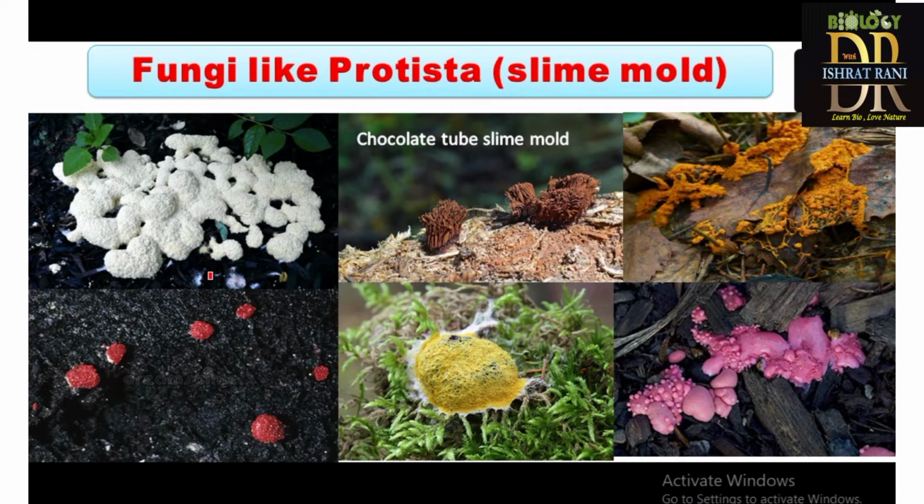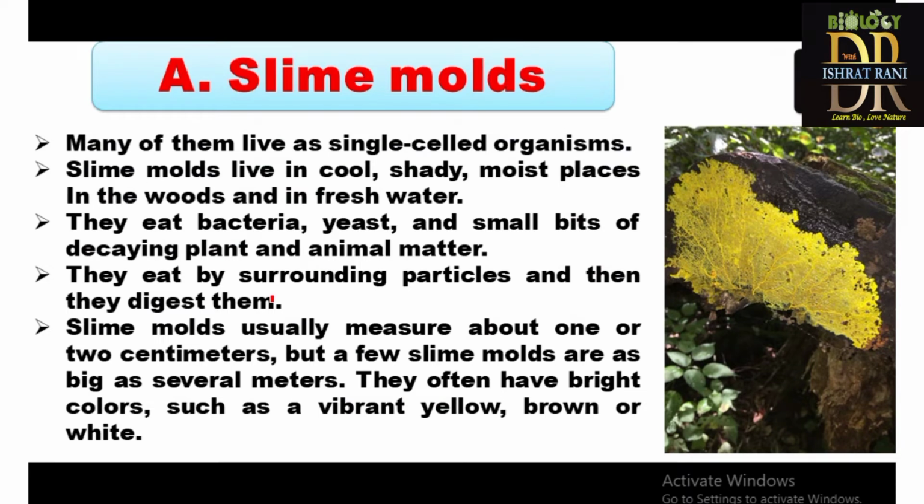Here you can see there are different types of slime molds. This is the chocolate tube slime mold, this one is yellow in color, and this is a pink or purplish slime mold. Here you can see the slime mold on the leaves, and here is another color of slime mold. It is white in shade. These are the different shades or colors of slime mold. So what is slime mold?